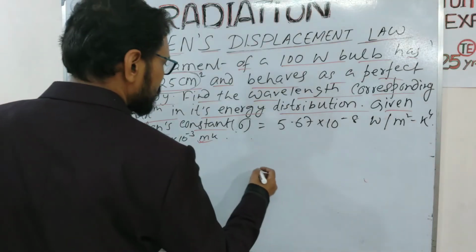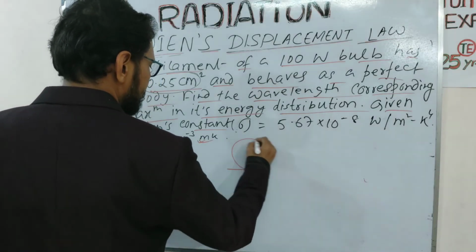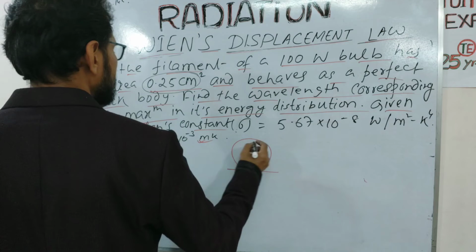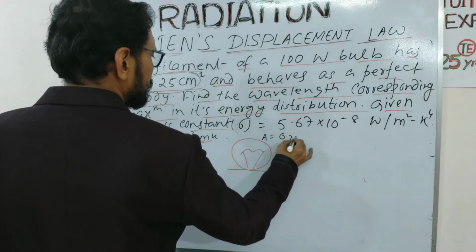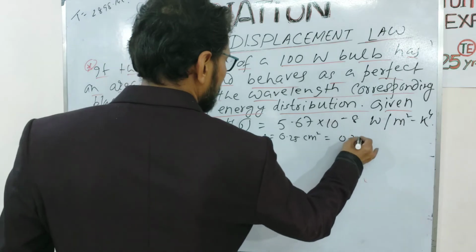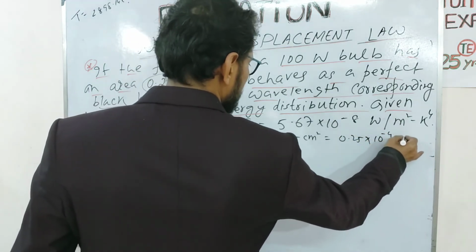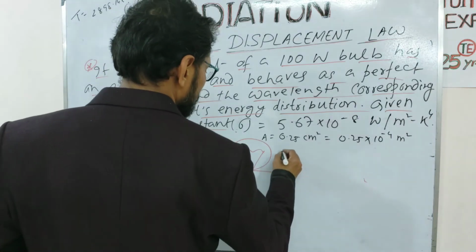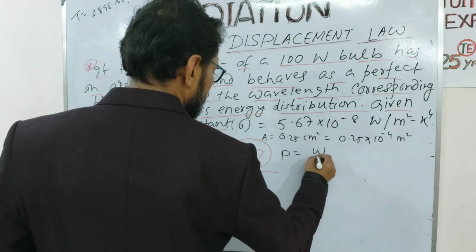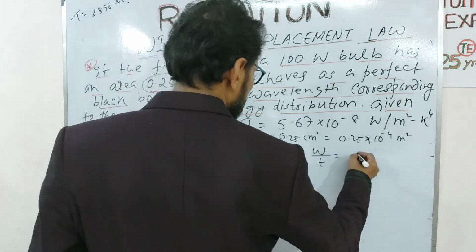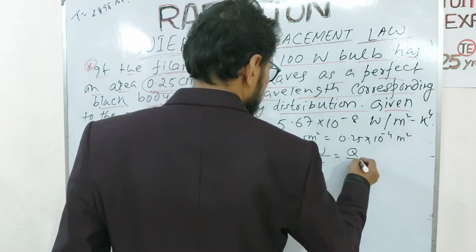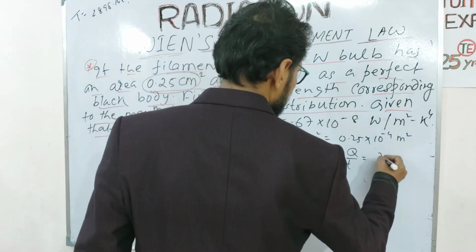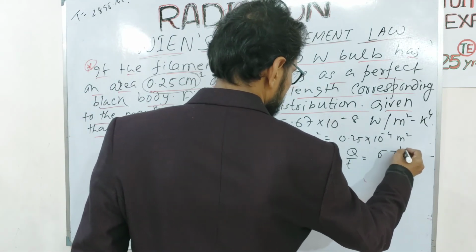So suppose this is a bulb, and it has the area given as 0.25 centimeter square, meaning 0.25 into 10 to the power minus 4 meter square. This is the area. Now we know what is power. Power equal to energy by time. What is energy? Energy equal to total energy, that is Q by t. Q equal to perfect black body, so Q equal to sigma T to the power 4.